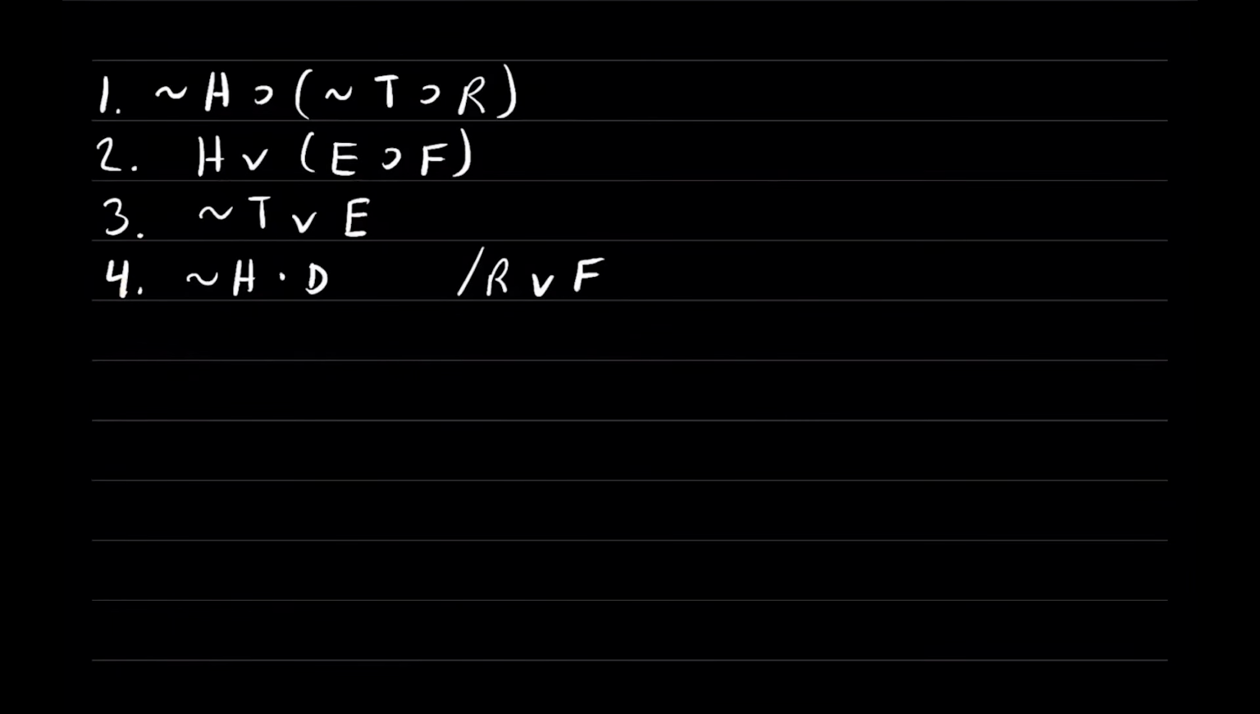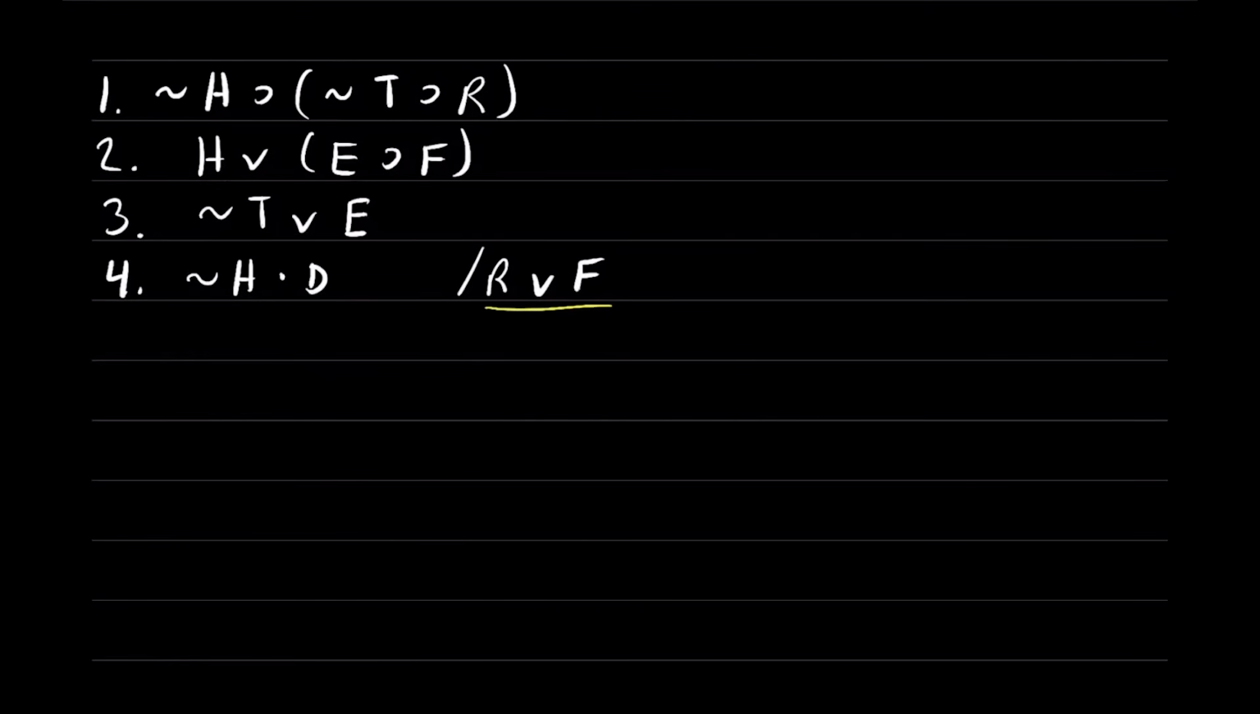Okay, next example. In this example, we're given 4 premises. Premise 1 says not H implies that not T implies R. Line 2 says either H or E implies F. Line 3 says one of two things is the case, either not T or E. Line 4 says not H and D, so not H is the case and D is the case. And we're trying to show this conclusion, R or F.